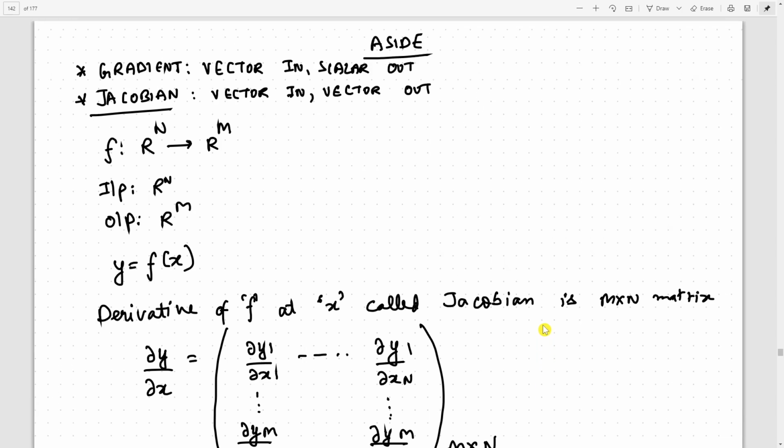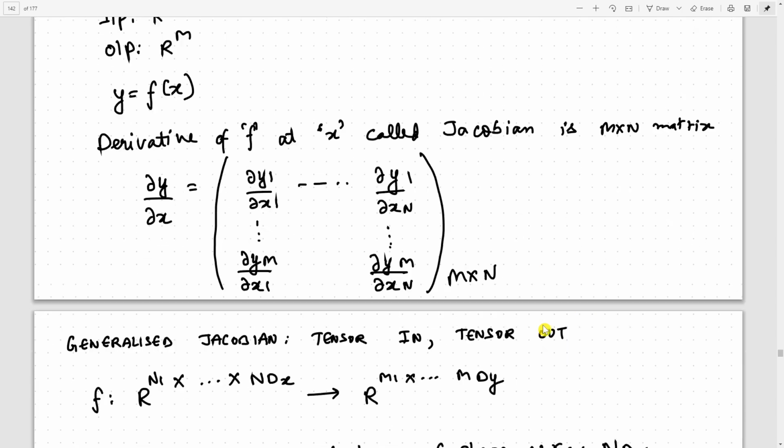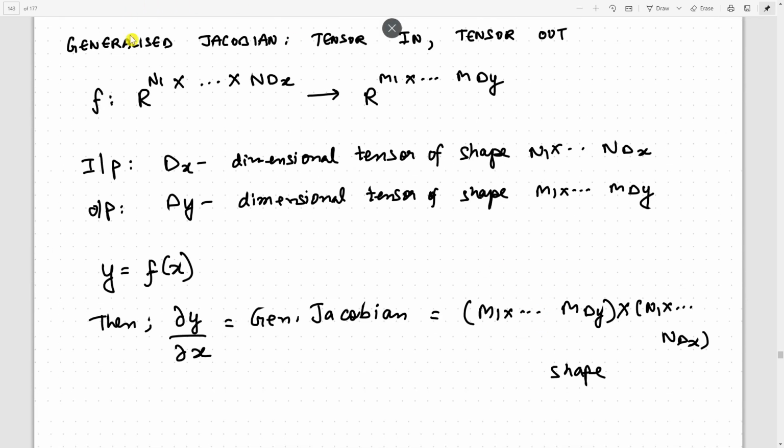Once you've discussed the Jacobian and the gradient, we can also generalize this to what is known as a generalized Jacobian, where the idea is that instead of just a vector in and a vector out, you have a tensor in and a tensor out. So a tensor in could mean a dx dimensional input, something like R n1 cross dot dot dot till n dx, and the output y can be a dy dimensional tensor of the shape m1 cross till m dy, right? Then we write y as a function of x, and if you compute del y by del x, it's a generalized Jacobian.